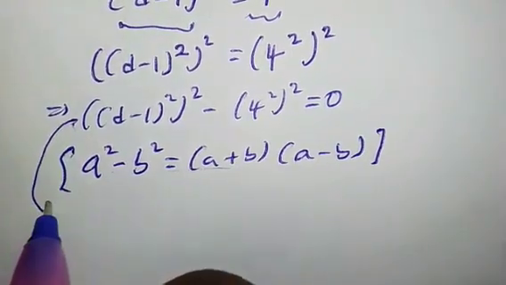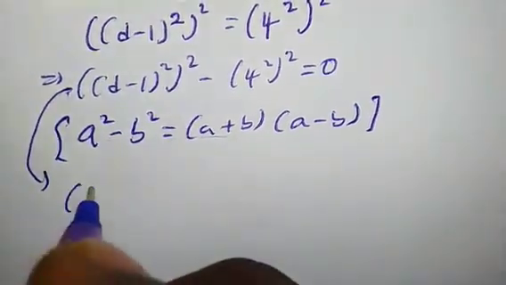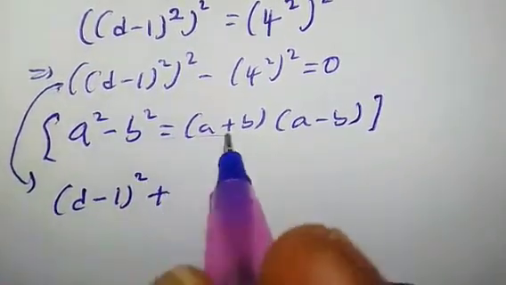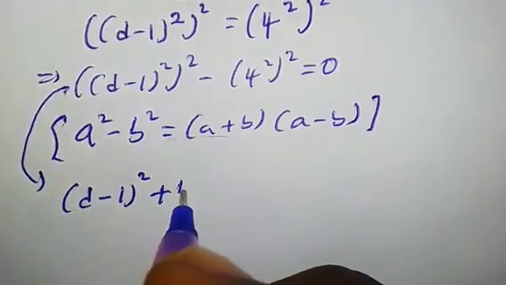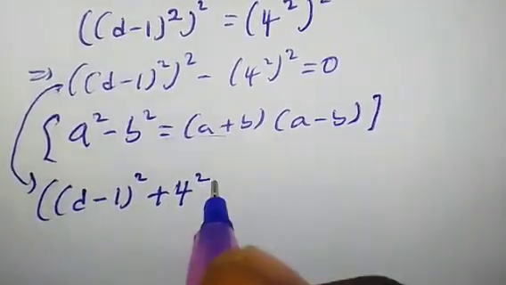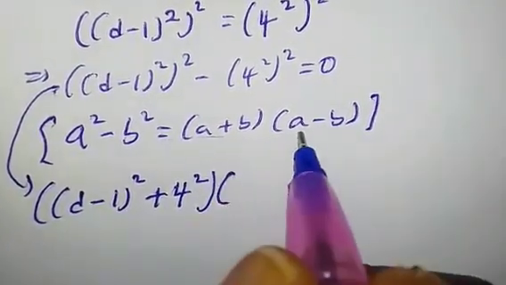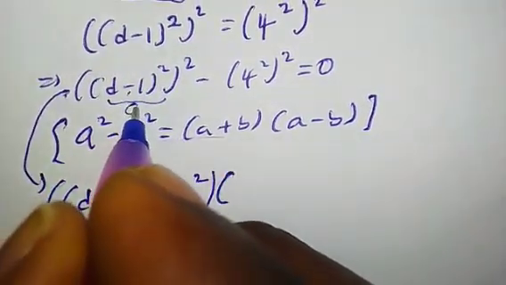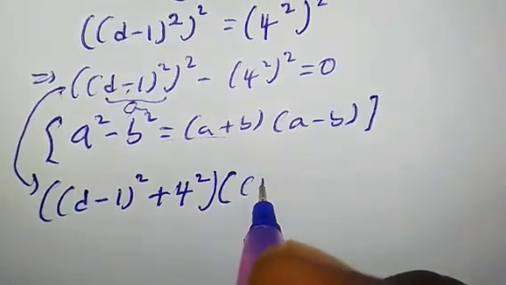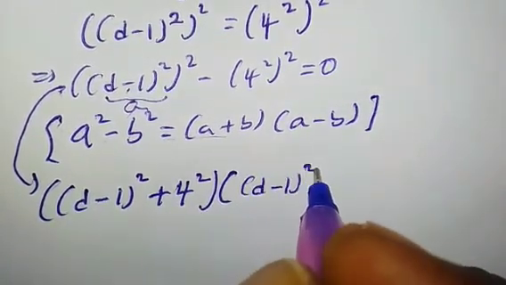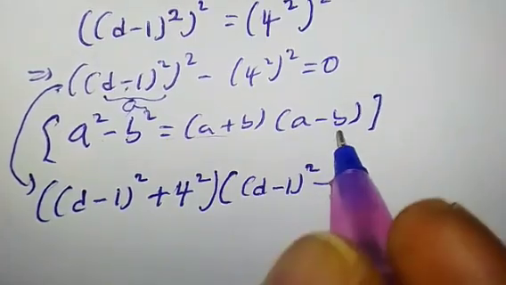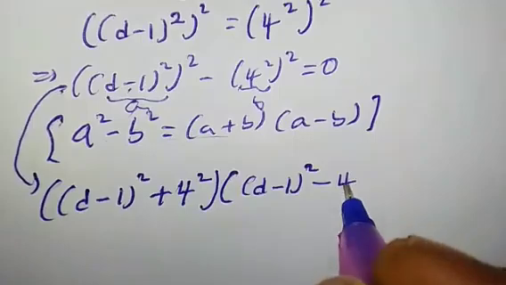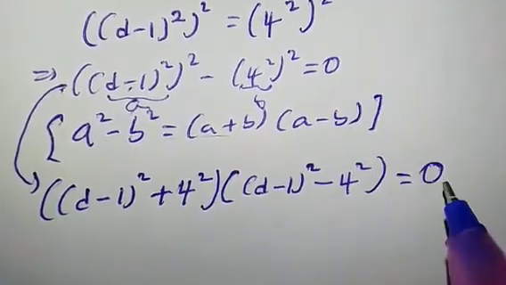Doing that, we are going to have (d − 1)^2 plus what is b? b is 4^2. So we put that in brackets, times a now. a is (d − 1)^2. That's our a. So we have (d − 1)^2 minus what is b? b is simply 4^2. So we have 4^2, everything equal to 0.